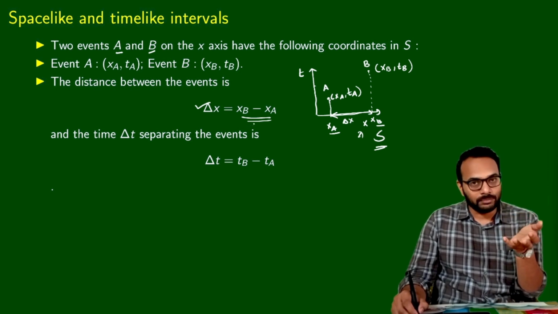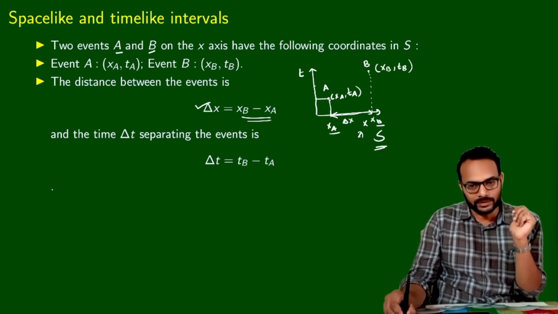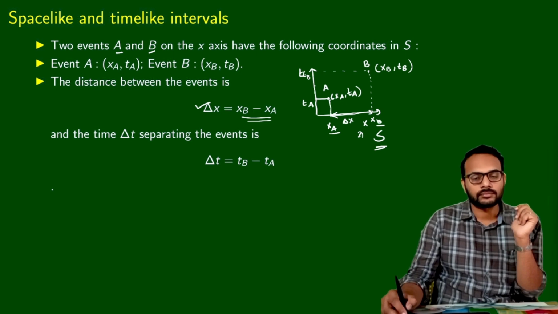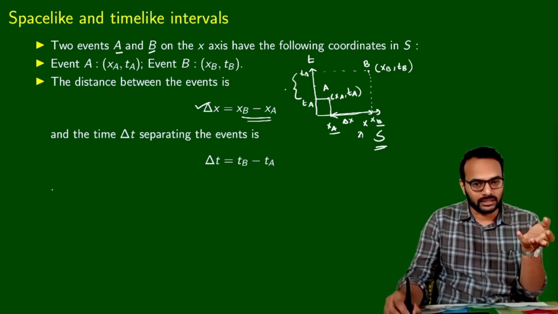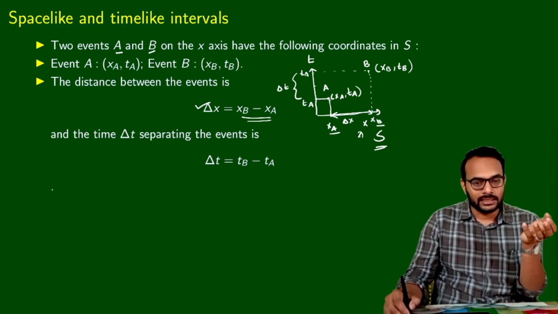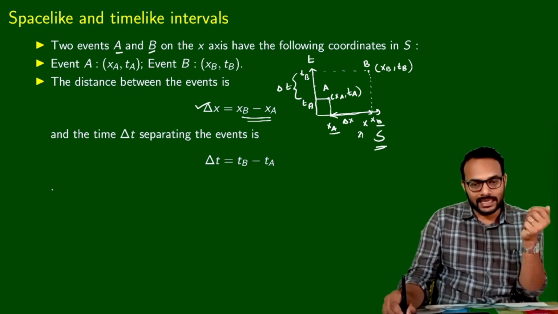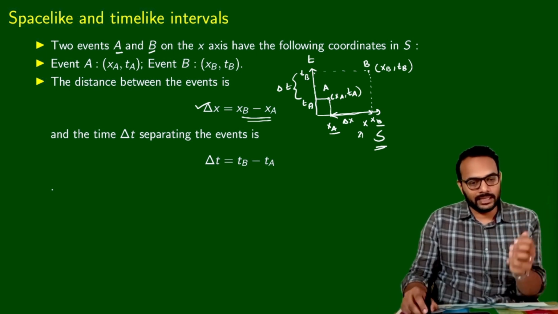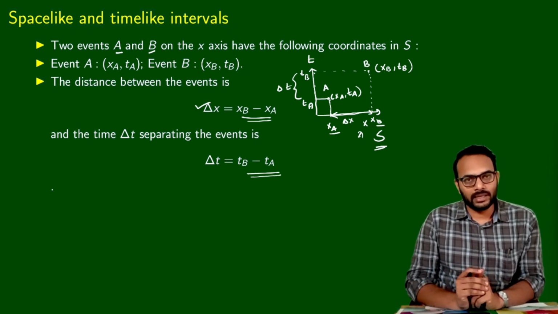We could also look at the time separation between these two events. This event happened at a time ta, and this event has taken place at a time tb. This separation is the time separation, or the temporal separation, between the events. This is what we denote as delta t. This is tb and this was ta. And clearly delta t is equal to tb minus ta. So we write delta t is equal to tb minus ta.